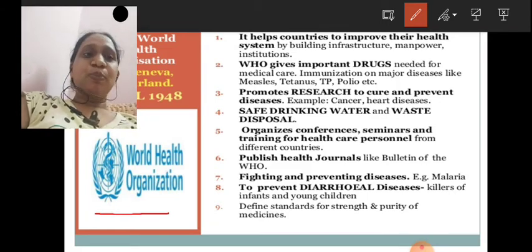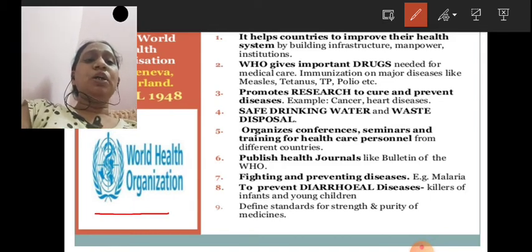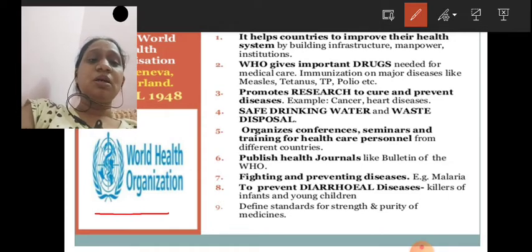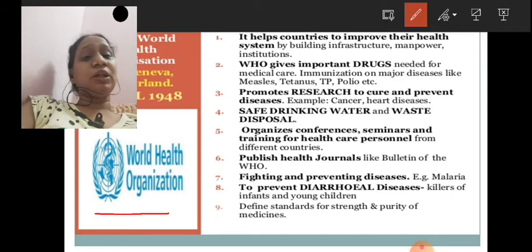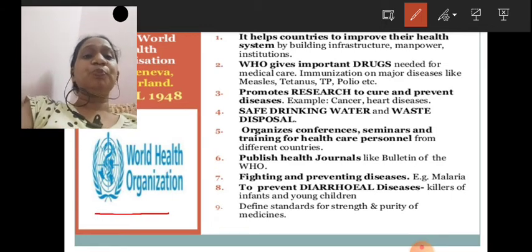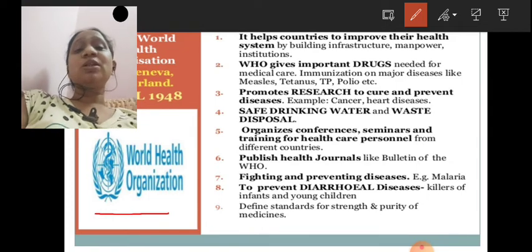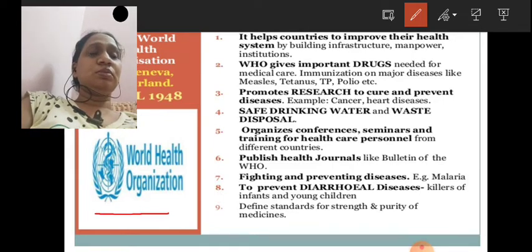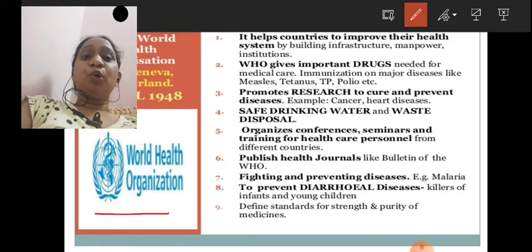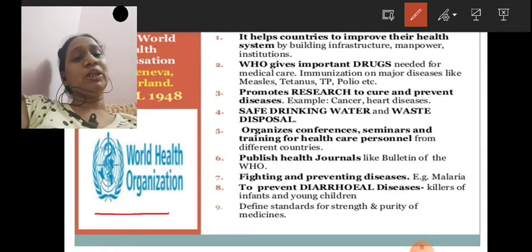It also promotes research to cure and prevent diseases, for example cancer and heart diseases, and promotes safe drinking water and waste disposal. All the people in the world have a fundamental right to safe drinking water. And the waste which we are disposing on the ground is actually a reason for the pollution of underground water. So all these awareness programs and guidelines are provided by the WHO.